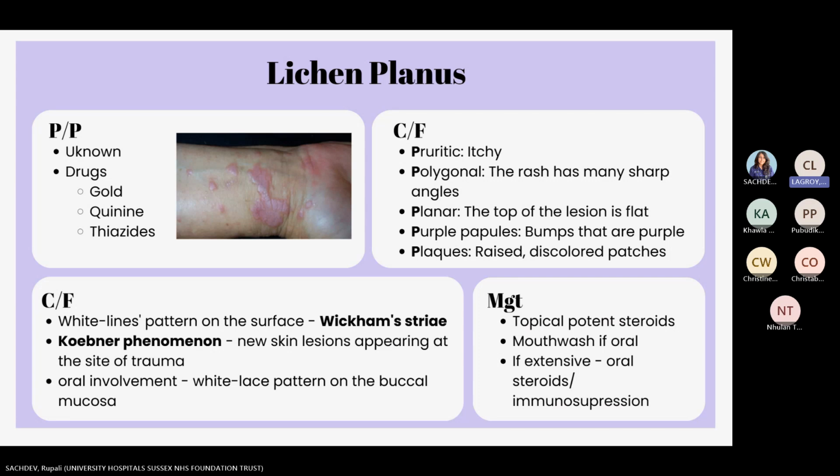Other clinical features, you can see the white little lines, which are called Wickham's striae. And then something called Koebner phenomenon is that new skin lesions can appear at the site of trauma. And I believe psoriasis also experiences Koebner phenomenon, so keep that in mind as well. The oral involvement, again, you're going to have a white lace pattern on the buccal mucosa, so make sure you know the differences between that and leukoplakia or oral candidiasis, because it could be a combination of those answers to throw you off. So just make sure you remember the presentation and the 5 Ps.